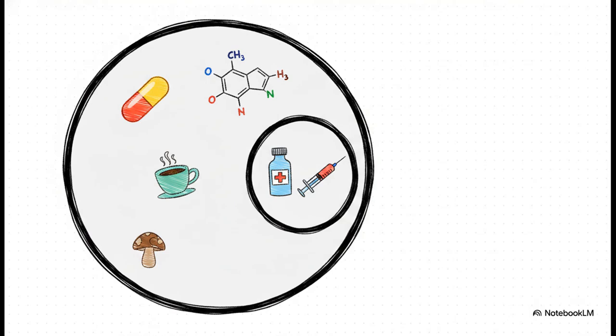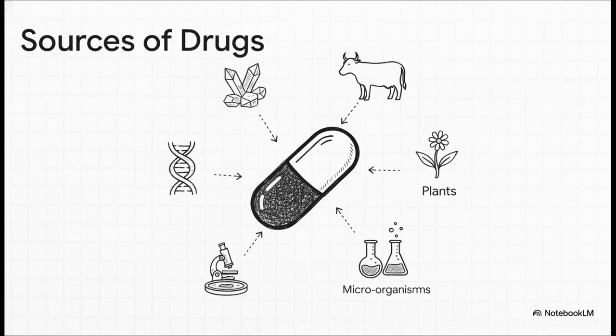But wait a second, are drugs and medicine actually the same thing? Well, not exactly, and this is a subtle but absolutely crucial distinction. A drug is broadly defined as basically any substance that affects the function of living cells. A medicine, on the other hand, is a drug that's specifically used to prevent or treat a disease. So, while all medicines are drugs, not all drugs act as medicines. Make sense?